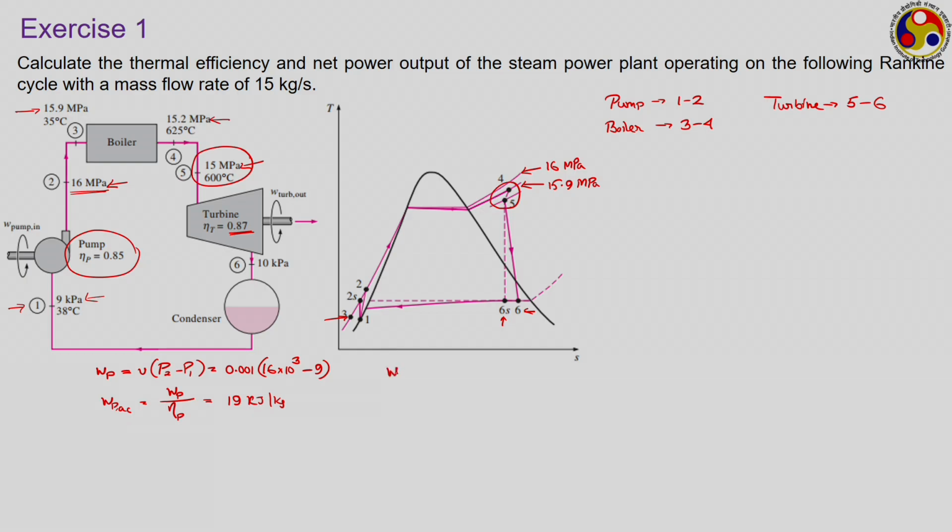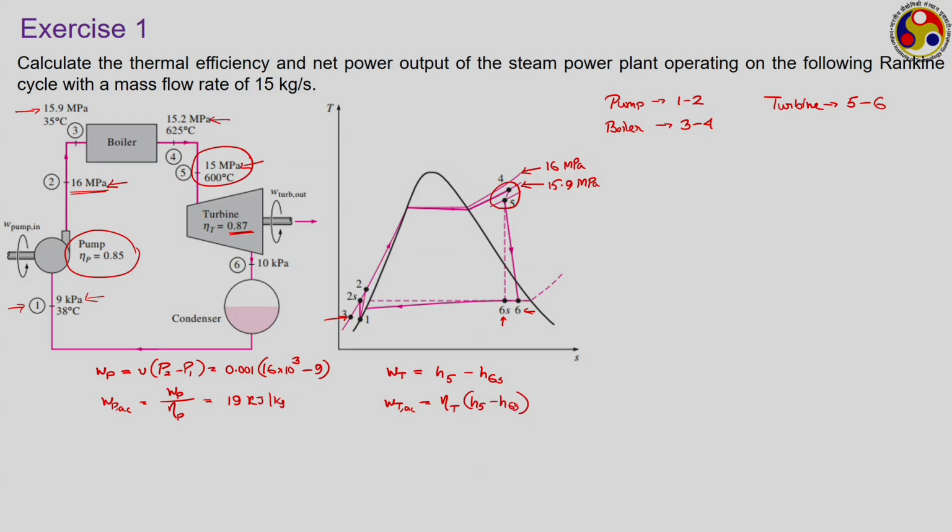Similarly, the turbine work per unit mass flow rate that we should have got should have been H6s minus H5 had this been an isentropic process, but actually I have written it opposite, it should have been H5 minus H6s. Because of the presence of irreversibilities, the actual work that the turbine is producing is the efficiency for the turbine into H5 minus H6s.